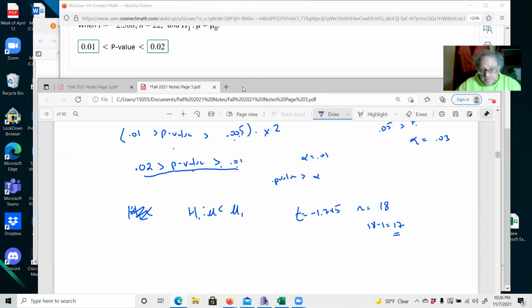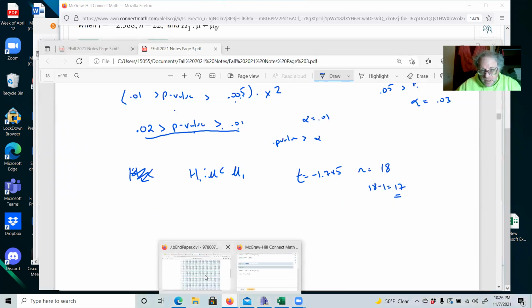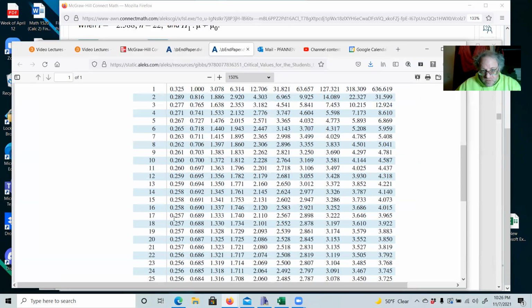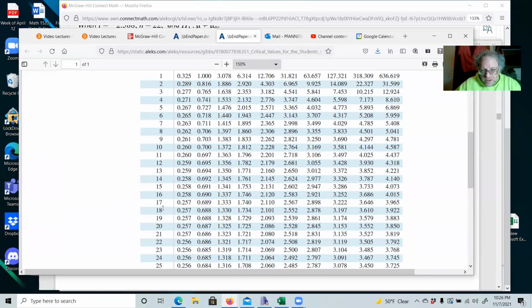All right. So again, we have to look this thing up on a table. We have our degrees of freedom being 17, so we are locked into this row. And I need to find values that are in and around 1.745. Okay, so we're at 17. 1.745 looks like it is between 1.34 and 2.101.